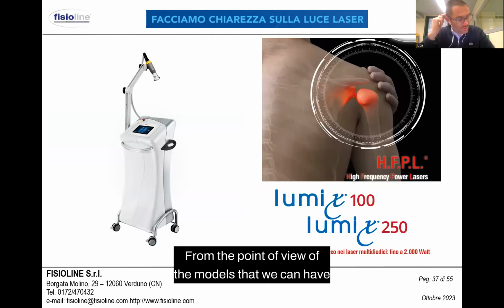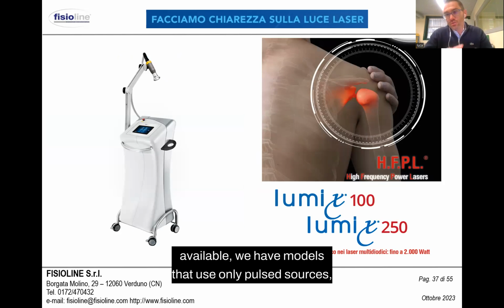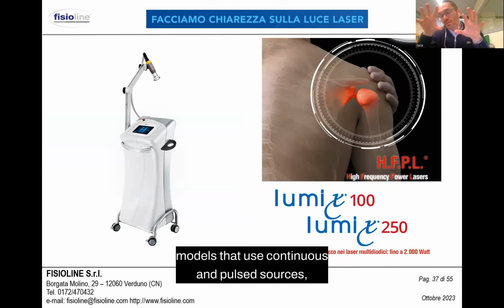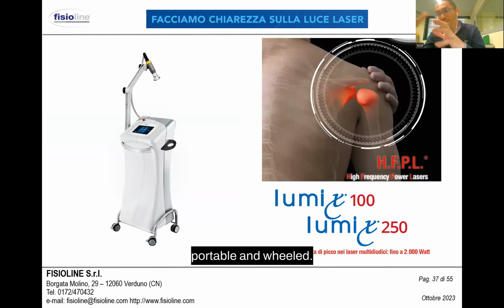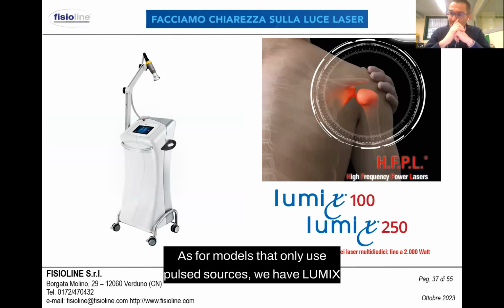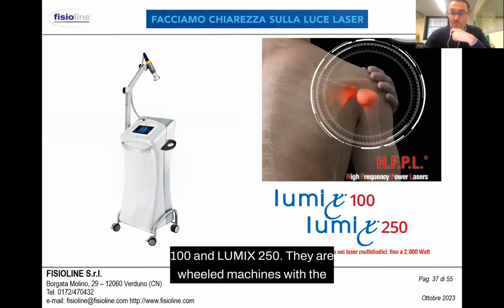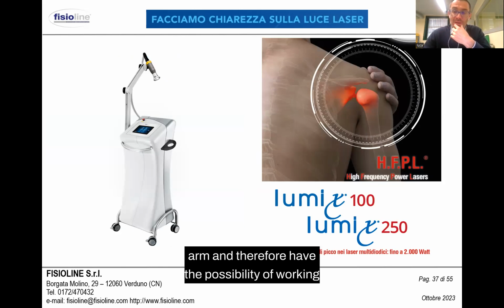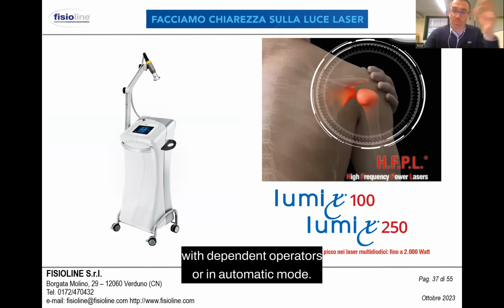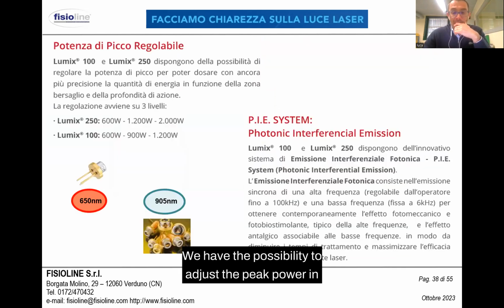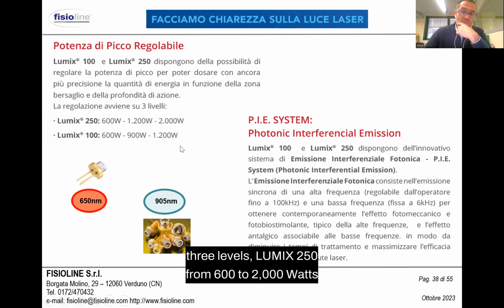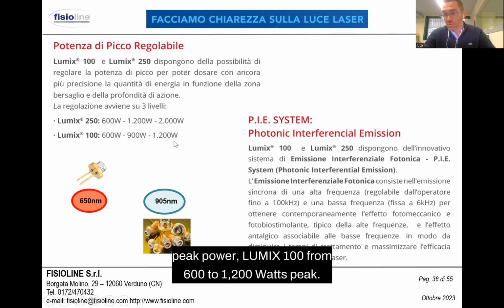From the point of view of the models available, we have models that use only pulsed sources, and models that use continuous and pulsed sources, portable and wheeled. As for models that only use pulsed sources, we have Lumix 100 and Lumix 250. They are wheeled machines with an arm, and therefore have the possibility of working with a dependent operator or in automatic mode. We can adjust the peak power in 3 levels: Lumix 250 from 600 to 2000 watts peak power, Lumix 100 from 600 to 1200 watts peak.